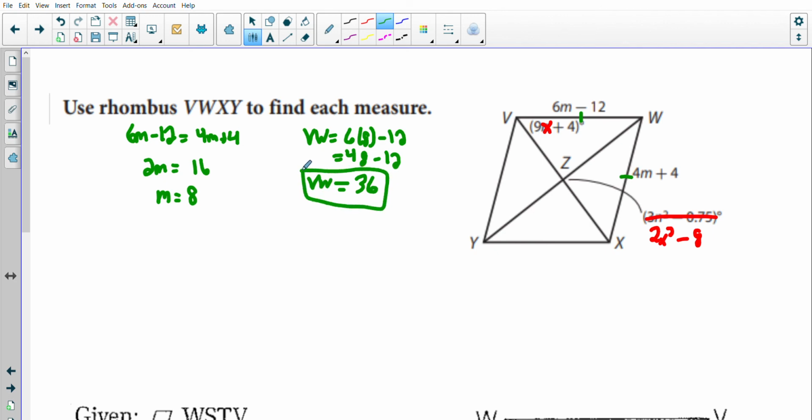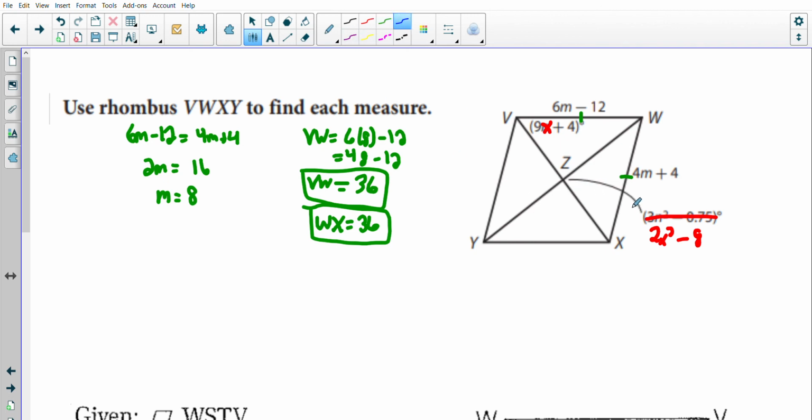Okay, well, that should be the same as WX. WX should get the same value there because this is a rhombus, so WX is also going to be 36. I encourage you guys to make sure that you go back and check that, right? Is 4 times 8 plus 4 equal to 36? And in this case, it certainly is.